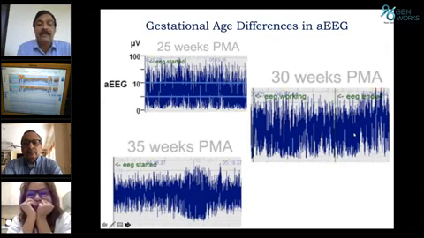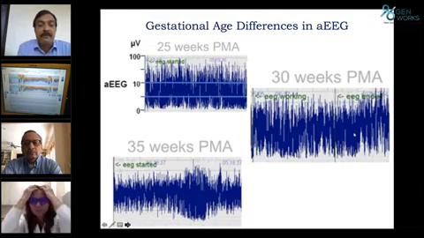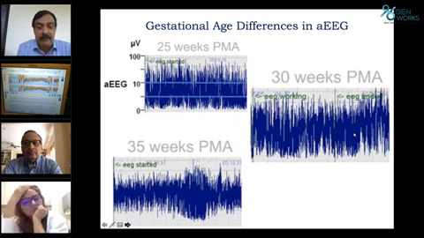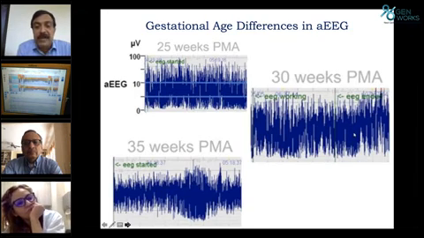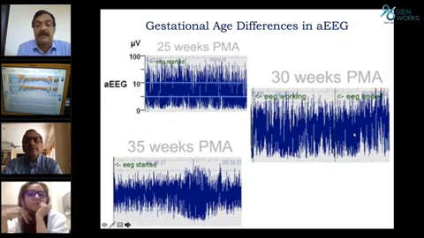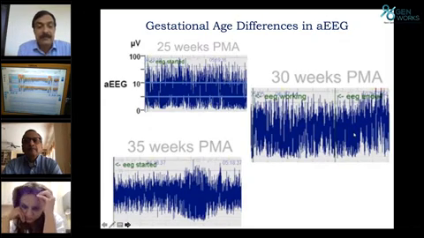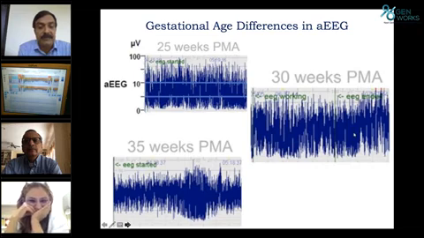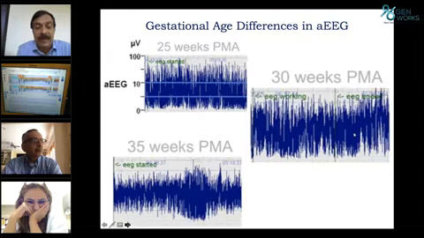The burst suppression pattern is very high in the 23 to 25 weeks baby, and then the discontinuous pattern appears. The burst suppression here comes down significantly, and the discontinuous pattern becomes more, and then here there is hardly any burst suppression, or very few burst suppressions are there. The discontinuous pattern becomes less and more continuous, and a classical sleep-wake pattern is developing.